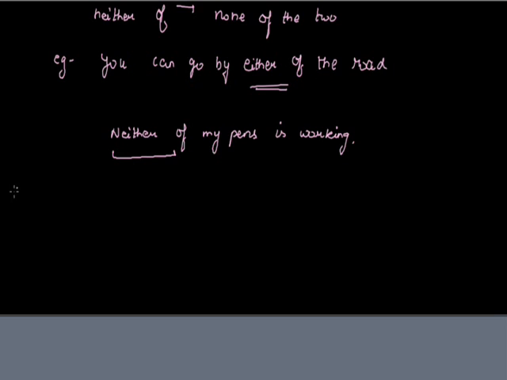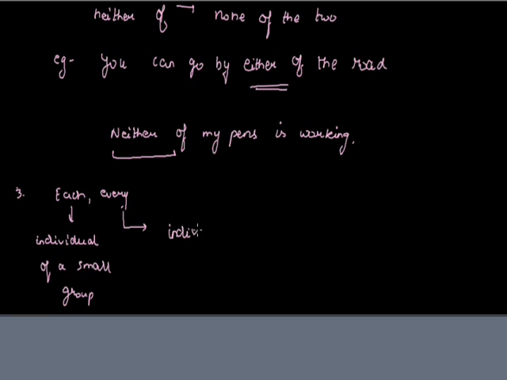Next we have each and every. Now what is the difference between each and every? Each is used for an individual of a small group, and every is used for an individual of a large group. For example, each student of this class has been given a certificate.